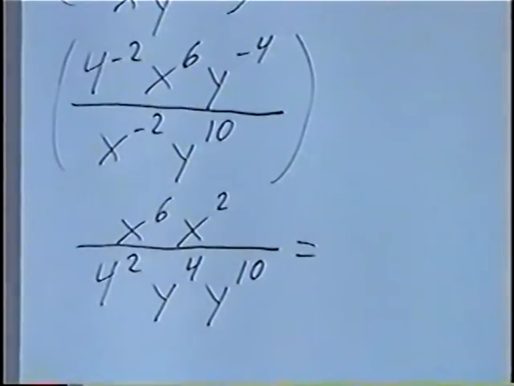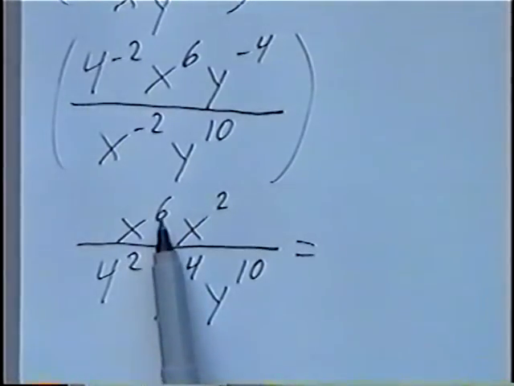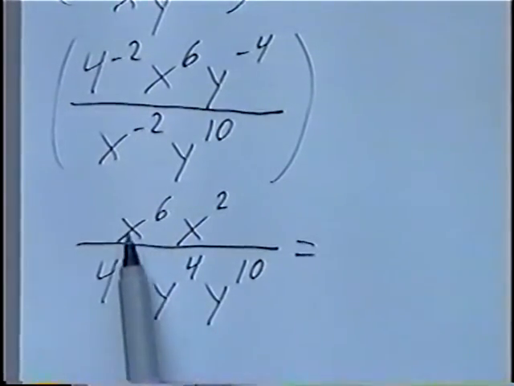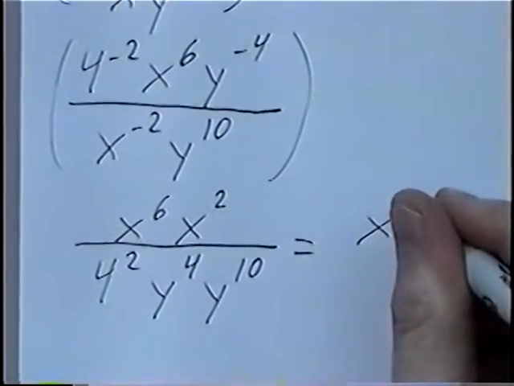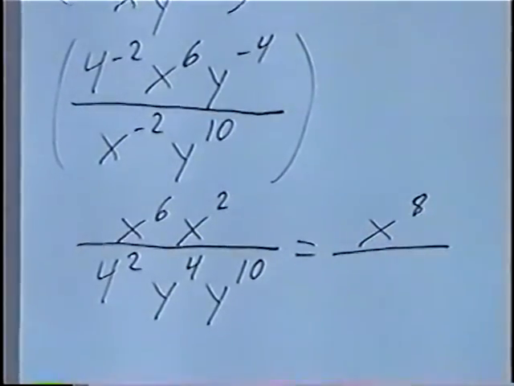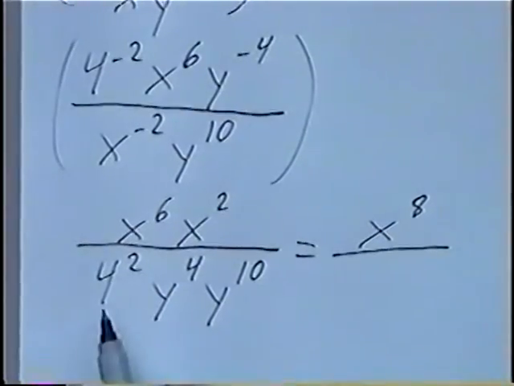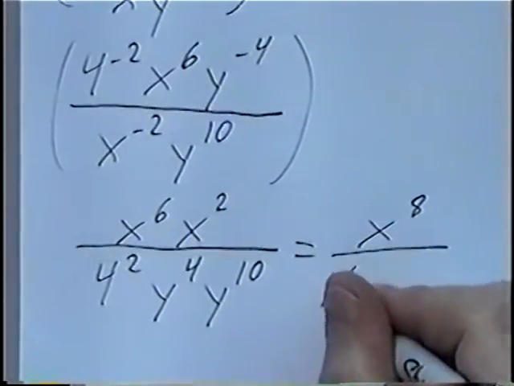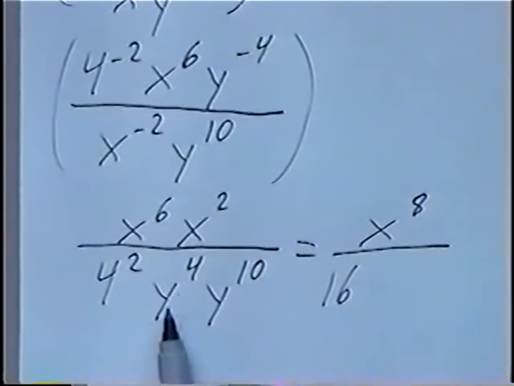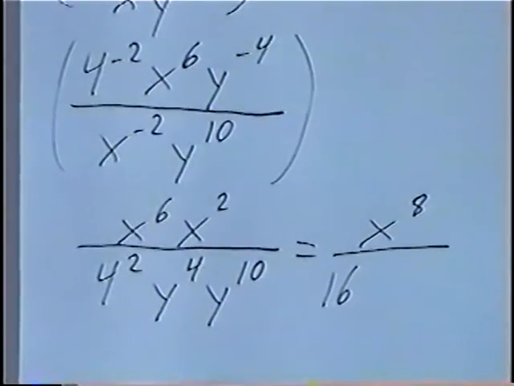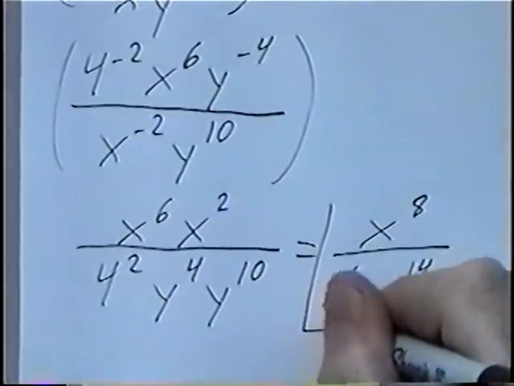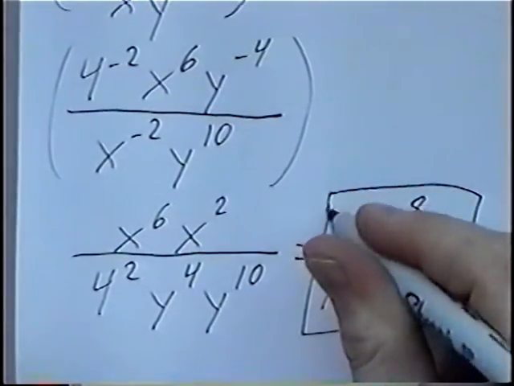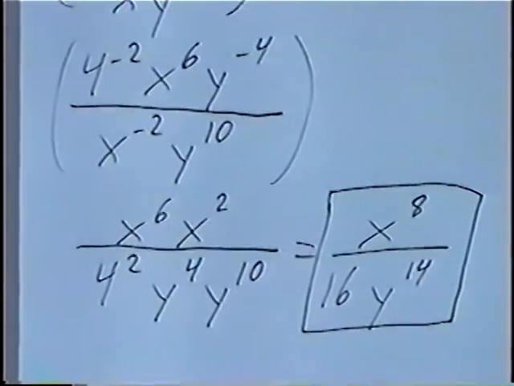And last step, combining like terms. X to the 6 times x squared. If we have the same base, we can add the exponents, which would be x to the 8th over 4 squared would be 4 times 4, 16. And y to the 4th times y to the 10th, the same base again, we can add the exponents, which would be y to the 14th. So our final answer, x to the 8th over 16 times y to the 14th.